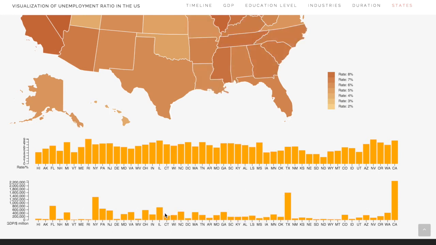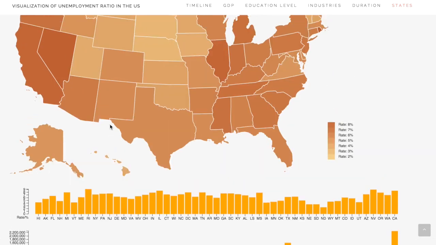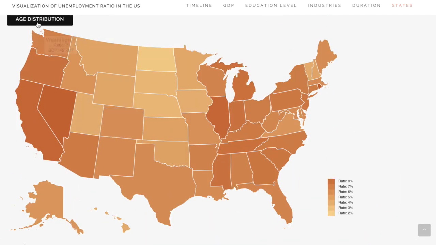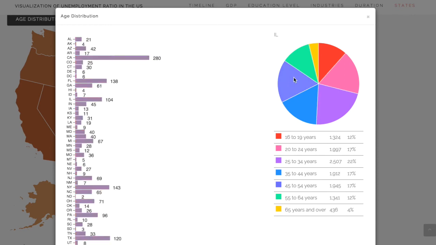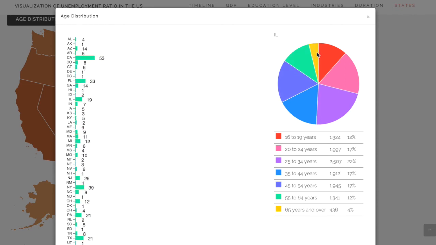We also use a button-triggered pop-up window to show age distribution of job losses. The bar chart indicates the number of people in each state, and the pie chart means the portion of people in age range. By clicking the bar chart, pie chart will show proportion of this state, and if we click an area of pie chart, the bars will show the number of persons in selected age range.